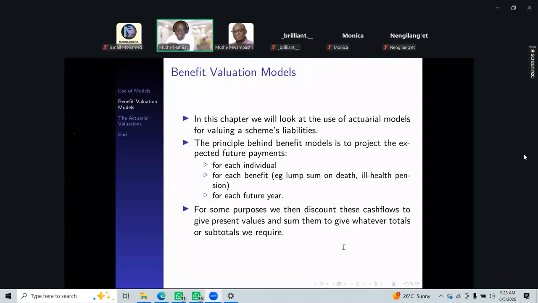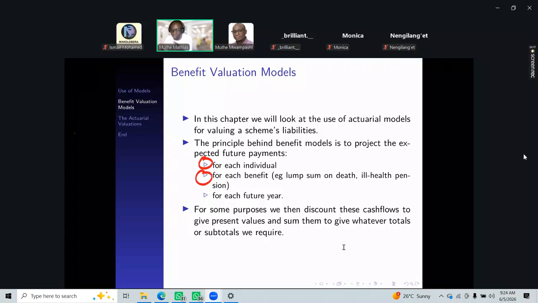So what we are saying is that when it comes to valuation of benefit, it depends on the objective at the end of the day, what you are trying to achieve and what model you'll be using, because you can have the projection split into different components depending on what you want to achieve. So you can have benefit projected for each individual, so you have each active member, and then you project for each of these individual members, or you can try to project the benefit for each type.